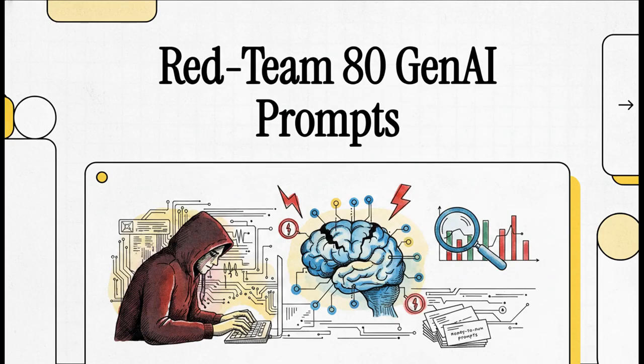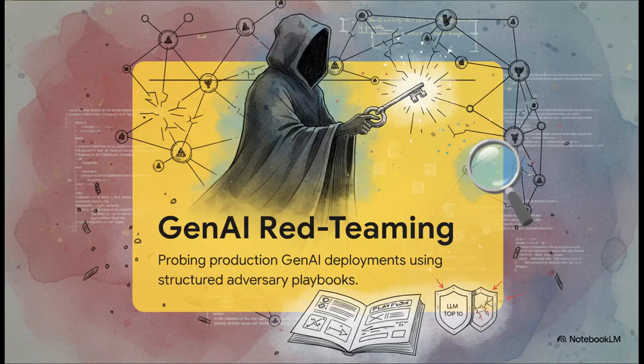This is a highly structured adversary playbook designed to run against production GenAI deployments. If you've been following along, you know we've been building up to this exact moment. We're finally looking at the ready-to-run prompts, perfectly organized by failure mode, severity, and detection signal. So just to make sure we're all on the same page, what exactly are we doing here?